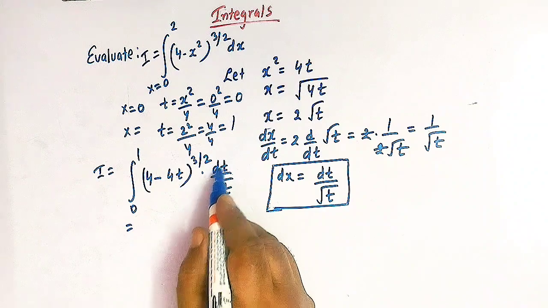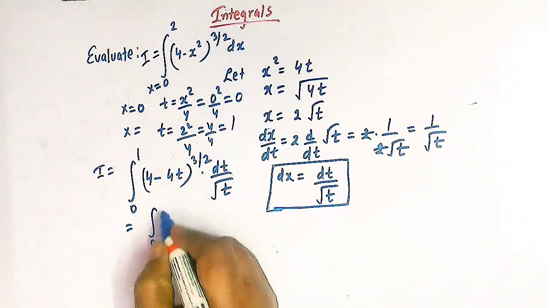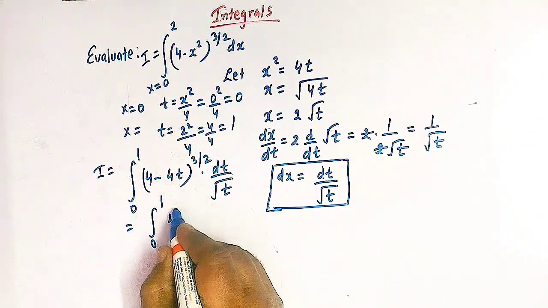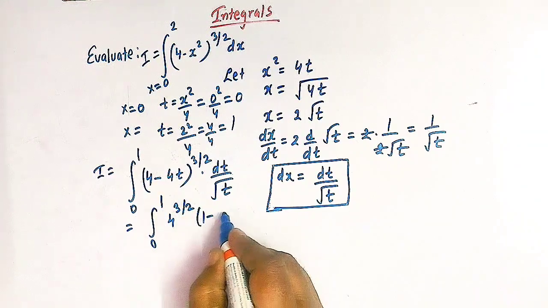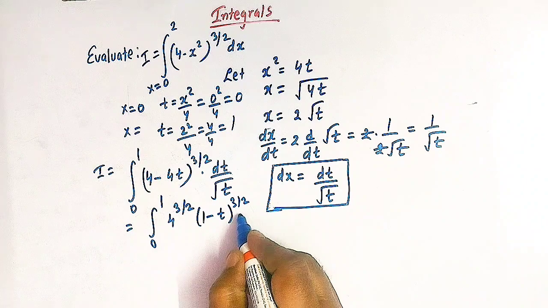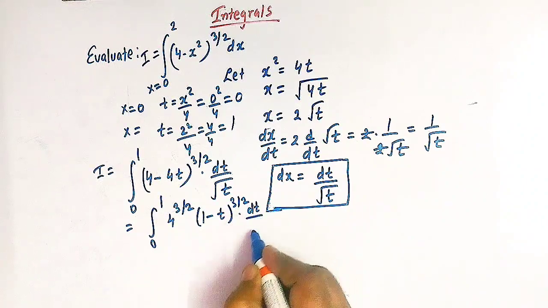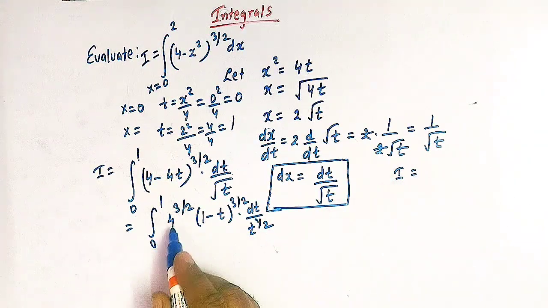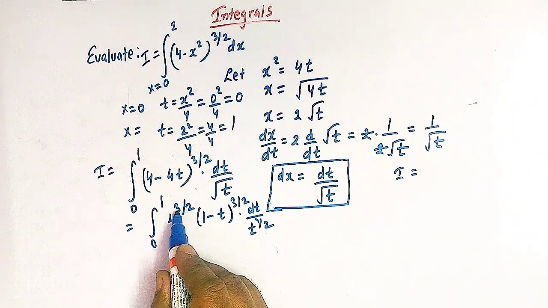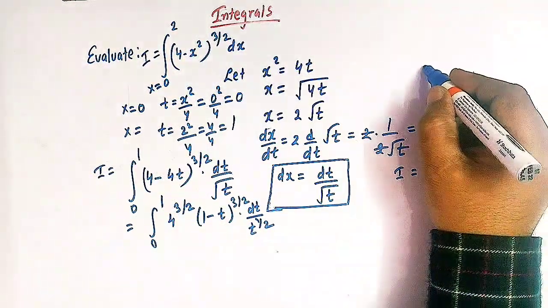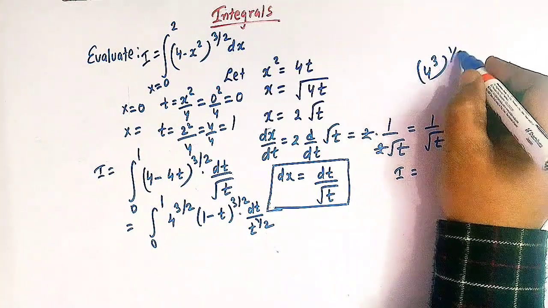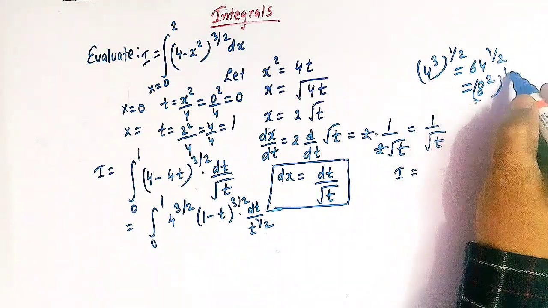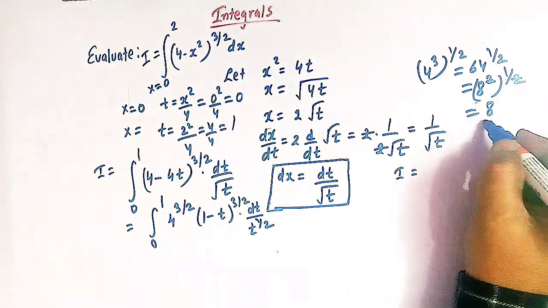Now let us simplify this integrand. So we have 0 to 1. We can take 4 common from these two terms. So we have 4 raised to 3 by 2, 1 minus t raised to 3 by 2, and here we have dt over t raised to half, right? So now we can write I is equal to 4 raised to 3 by 2, which is 4 cube raised to half. So this is 64 raised to half, that is 8 square raised to half. 2 and 2 get cancelled, so we are left with 8.